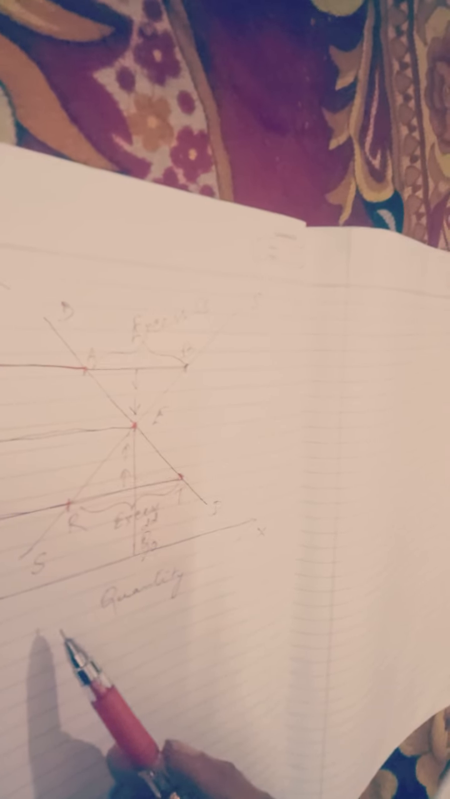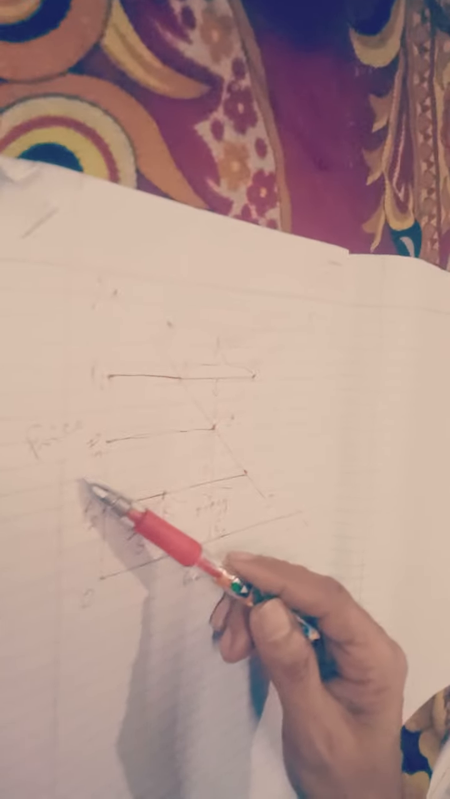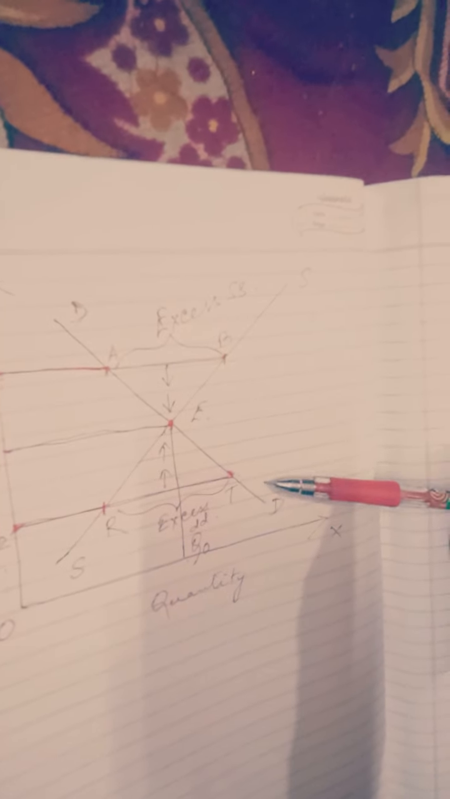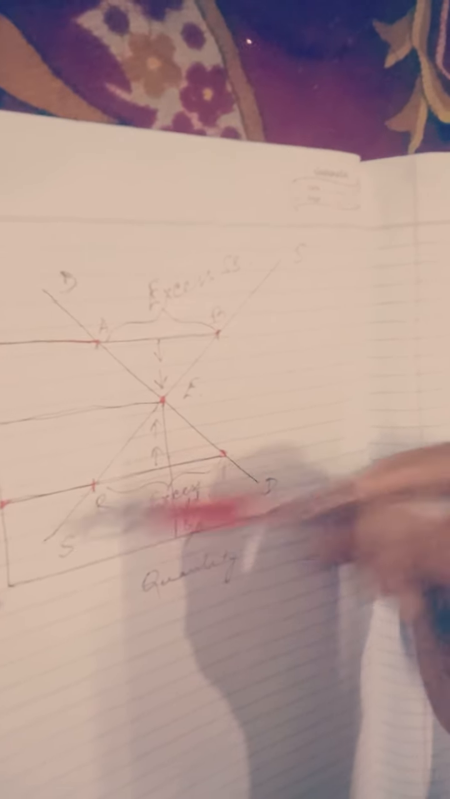In this graph, I hope you can see the graph. Along the x-axis, we are measuring quantity demanded as well as quantity supplied. So I've written quantity. Along the y-axis, we are measuring price. Demand curve downward sloping, DD. Supply curve upward sloping, SS.